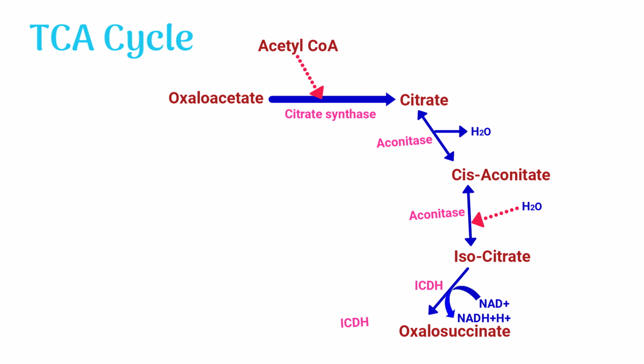In this step, isocitrate dehydrogenase enzyme converts oxalosuccinate to alpha-ketoglutarate. Carbon dioxide molecule escapes in this reaction. Jumping on to the next step.